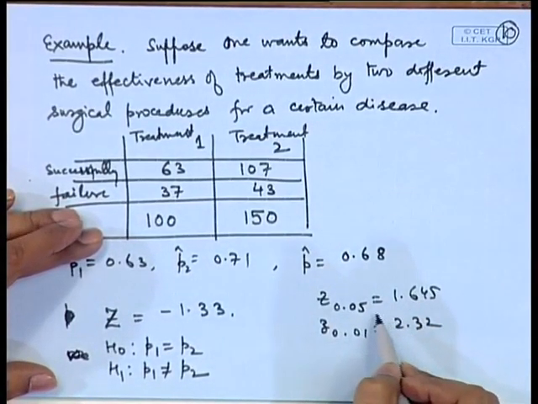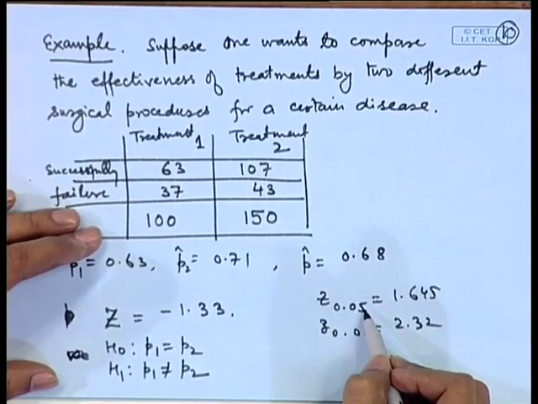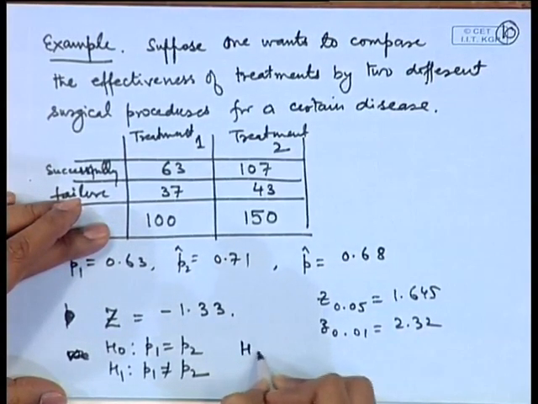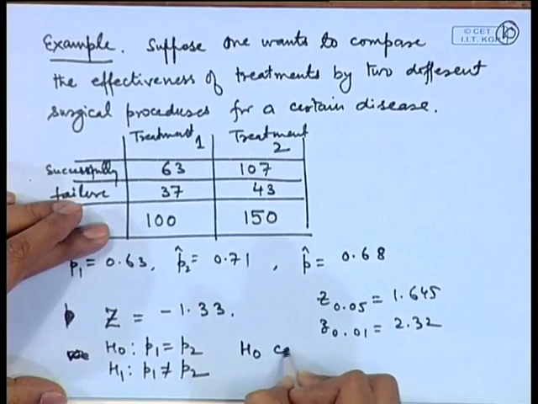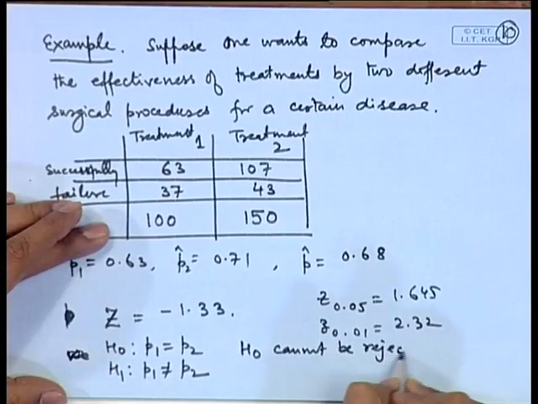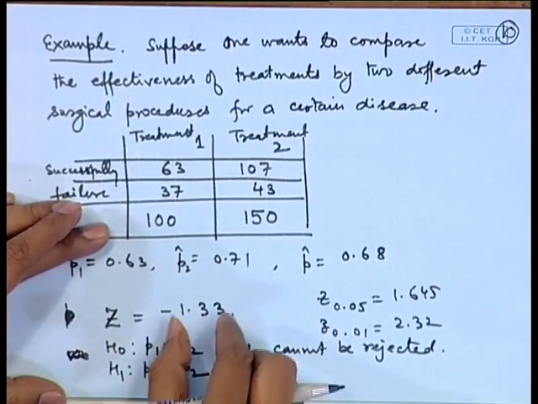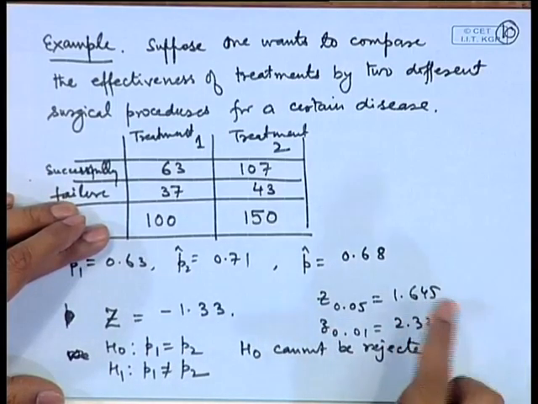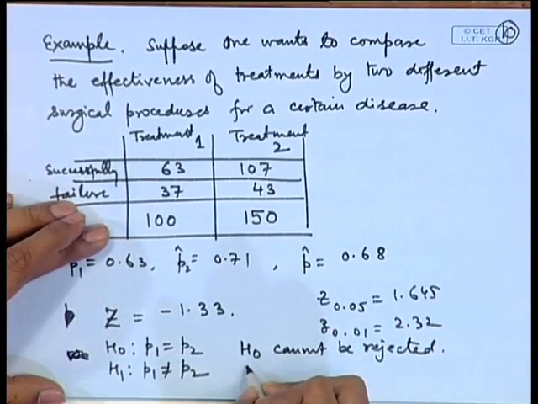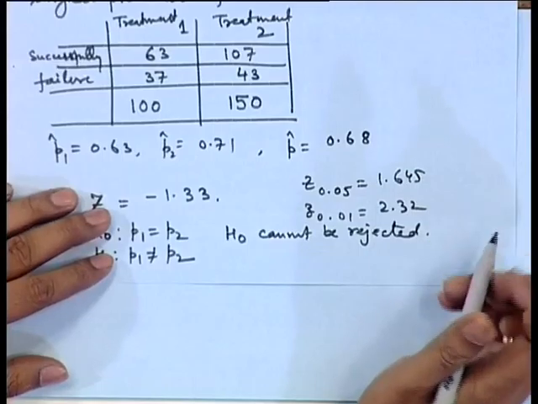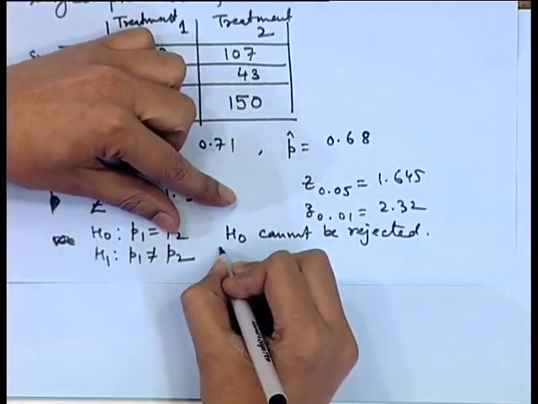Then at level of significance say 10%, 2%, etcetera, H naught cannot be rejected, because the absolute value of Z, that is 1.33, is smaller than these values. So, that means there is no significant difference in the success rate of the two surgical procedures.